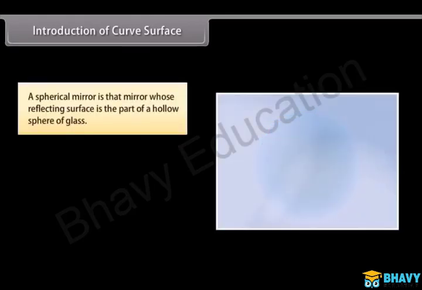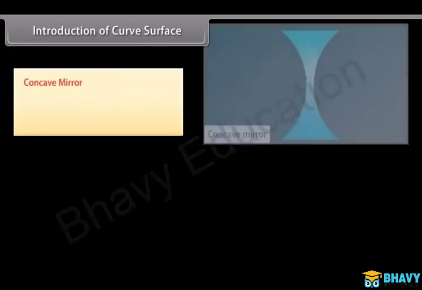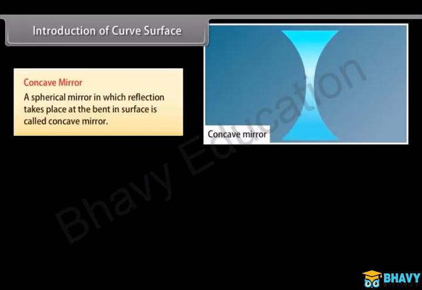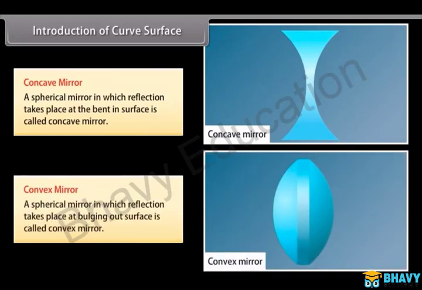Introduction of curved surface. A spherical mirror is that mirror whose reflecting surface is the part of a hollow sphere of glass. Spherical mirrors are of two types: concave mirror and convex mirror. Concave mirror. A spherical mirror in which reflection takes place at the bent-in surface is called concave mirror. Convex mirror. A spherical mirror in which reflection takes place at the bulging out surface is called convex mirror.